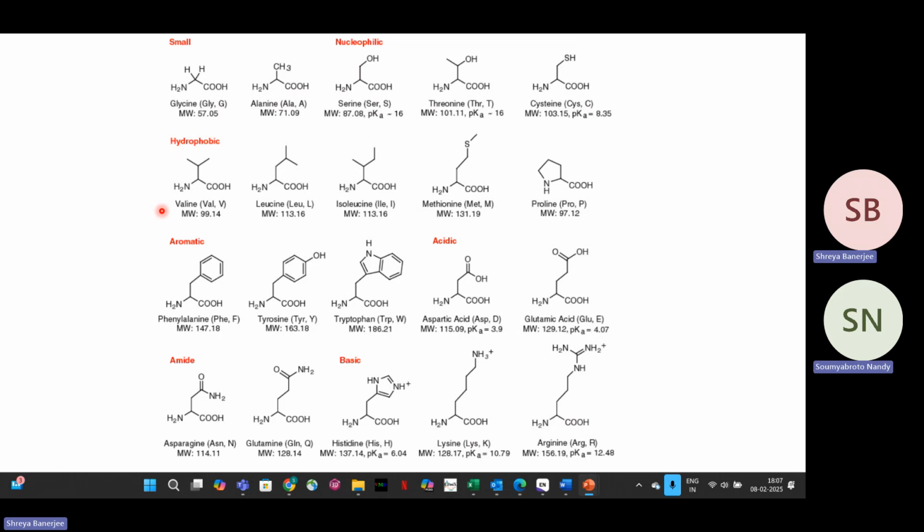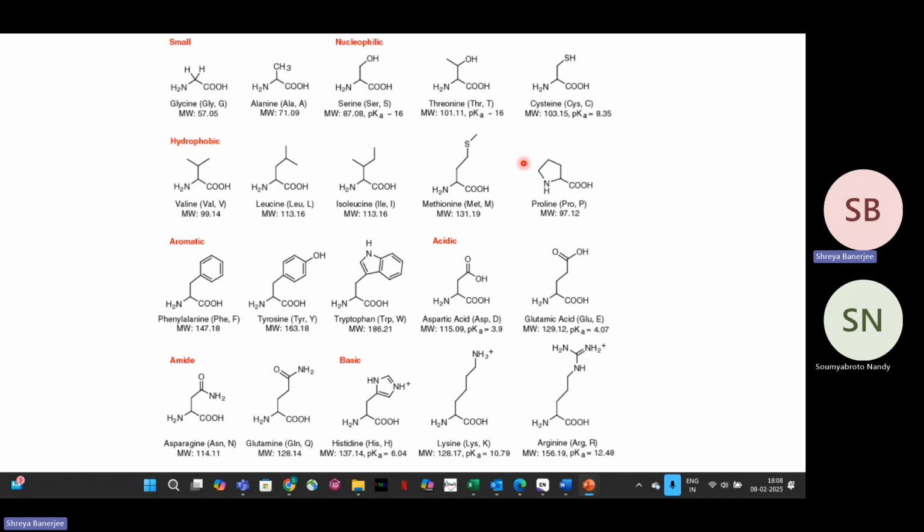The next class of amino acids are hydrophobic amino acids, in which the R group are simple alkyl carbon chains. So in valine, there is an isopropyl chain. In leucine, there is an isobutyl chain. In isoleucine, there is a secondary butyl chain. In methionine, there is a CH2CH2SCH3. So there is a sulfur, but because of the plus I effect of the methyl group added to sulfur, the effect of sulfur is reduced and it acts as an alkyl chain mostly.